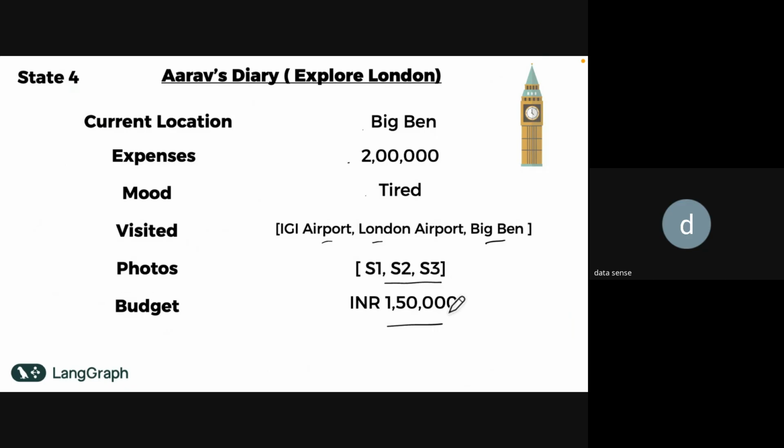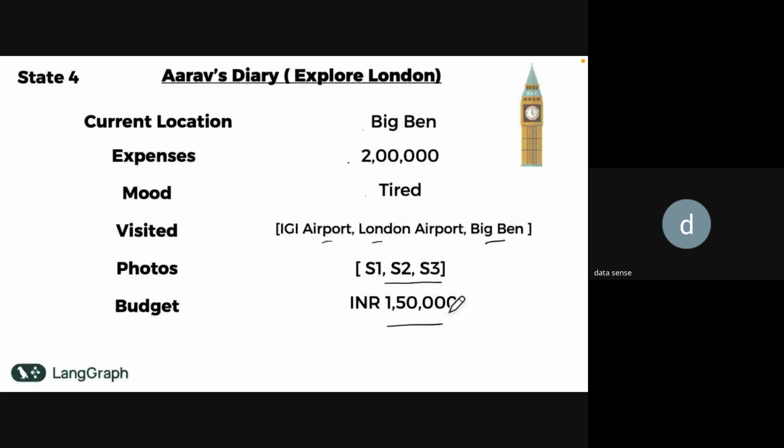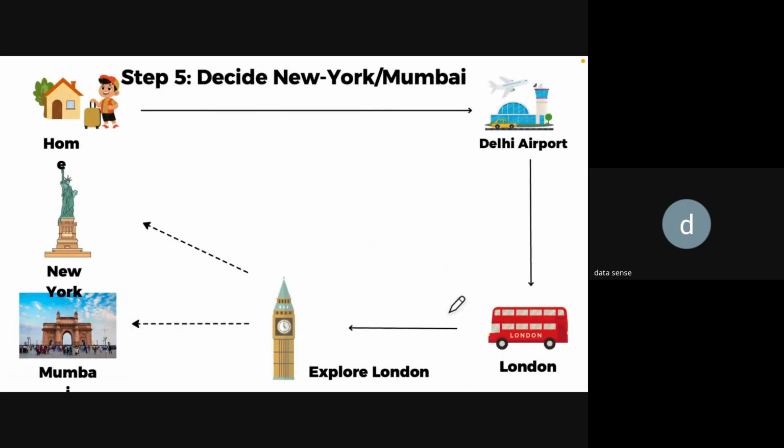Now let's move to the next part. Now we are coming to the important part. At this point, after London, once he is done with London, he has to check his budget. If his budget is less than 2 lakh rupees, what will he do? He'll fly back to Mumbai. And if his budget is greater than 2 lakhs, he'll travel to New York. Right now, although it's 150,000, let's say, there are 2 options from London. He can either go to New York or he can go to Mumbai.